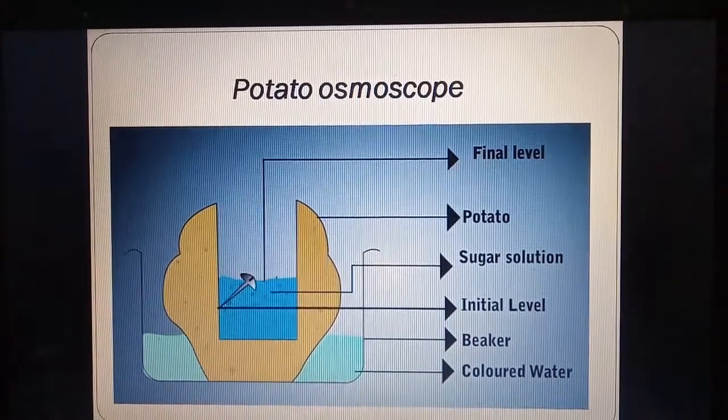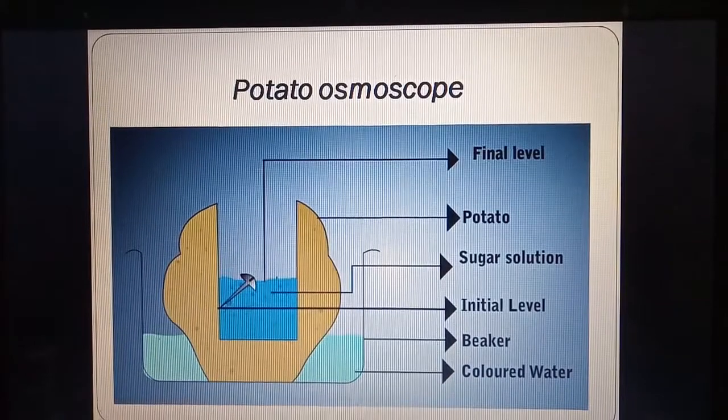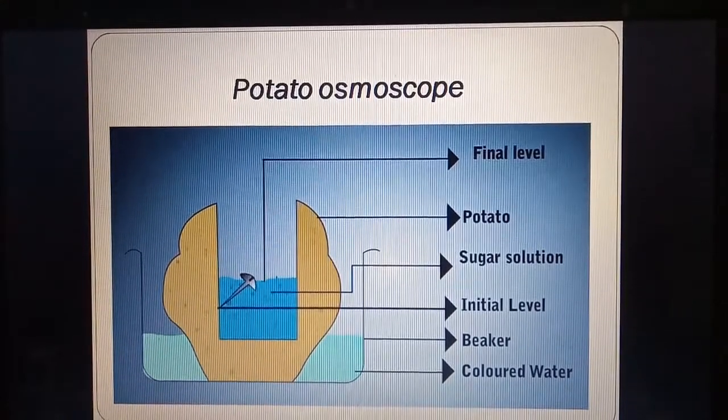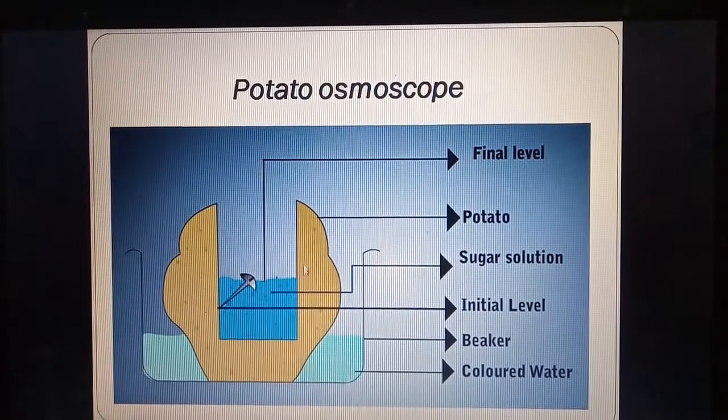Now how can we demonstrate osmosis? There is a simple experiment which is called potato osmoscope. In this we take a potato. We can see this is a potato and peel it. The covering is removed. Then the base is cut so that it becomes flat and it can stand. Then we scoop a cavity and we fill it with sugar solution.